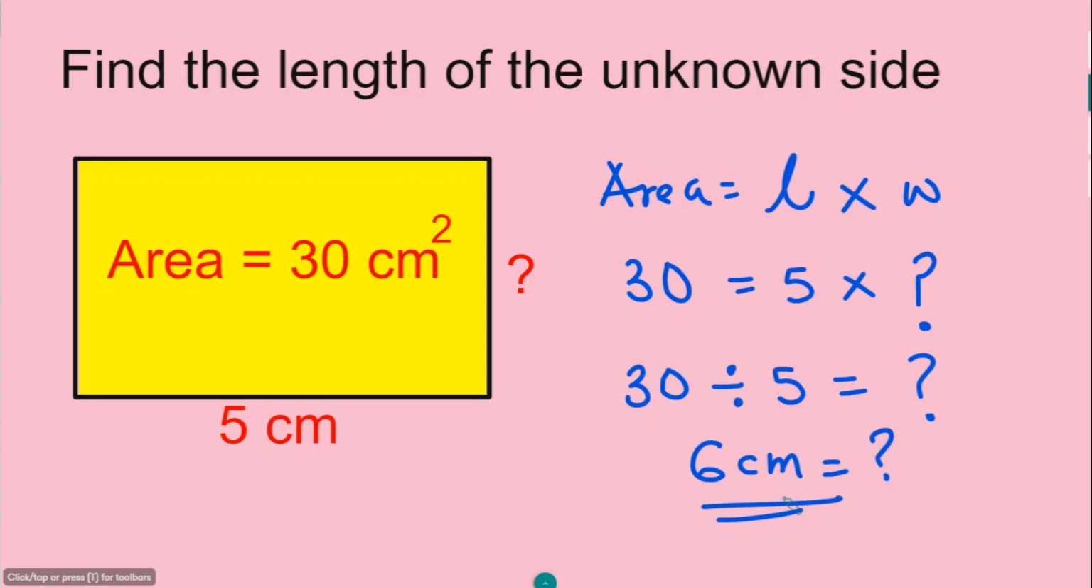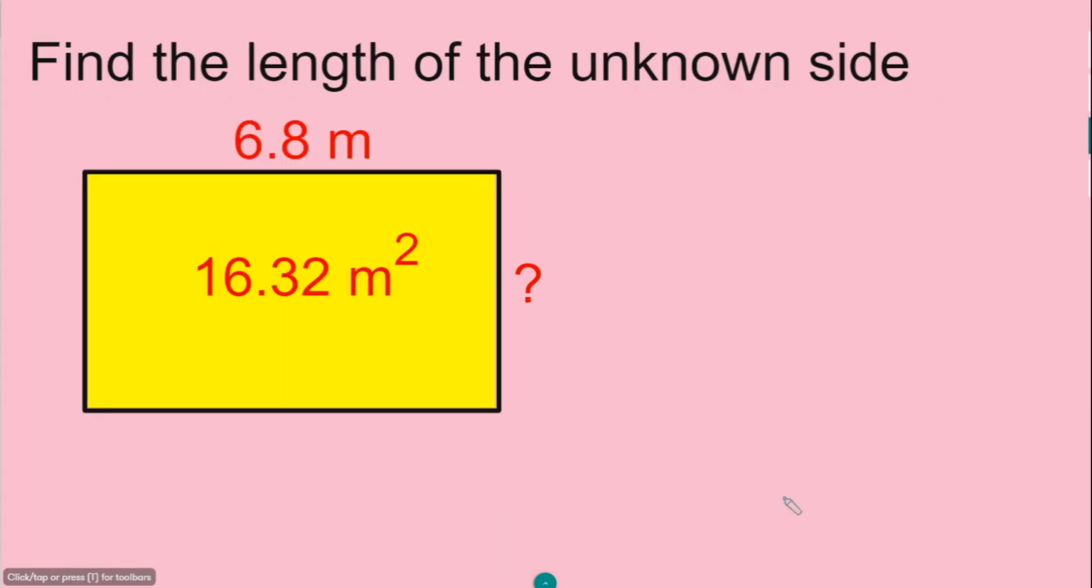All right, so we're now going to move on to the next question, but this time you're going to have decimals. So this is it. Here we're going to find the length of the unknown side. That is the unknown side. And we have the area already given to you as 16.32 meters squared, and the length is given as 6.8 meters.